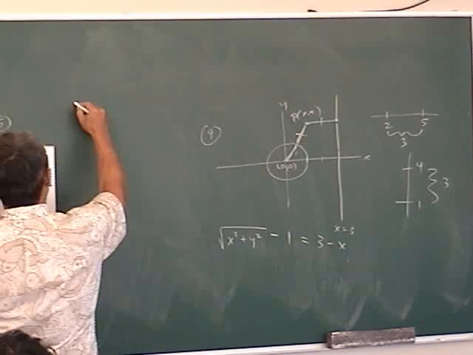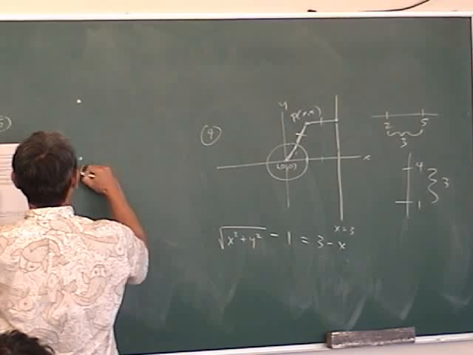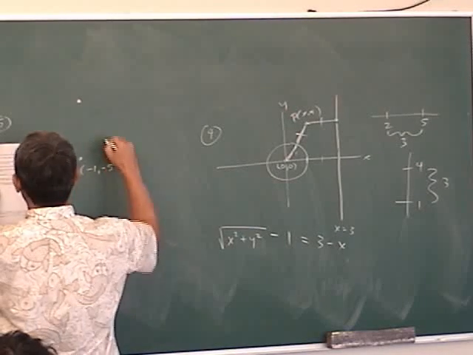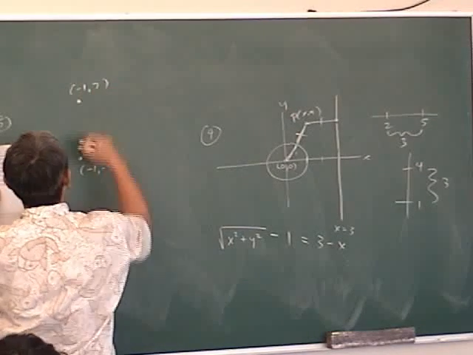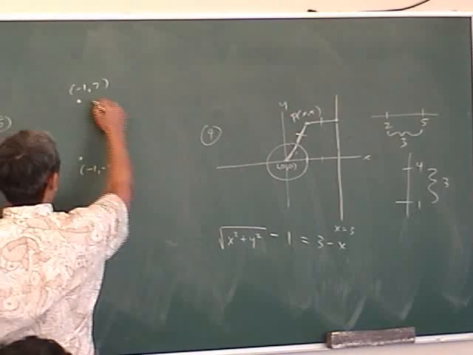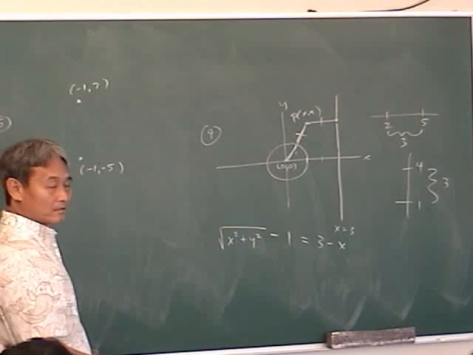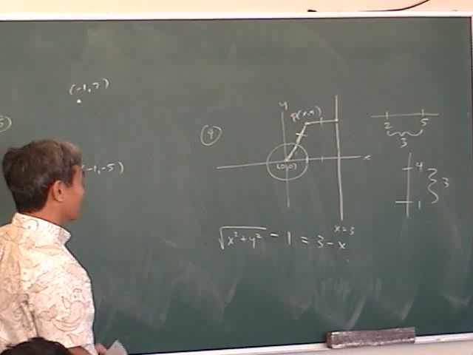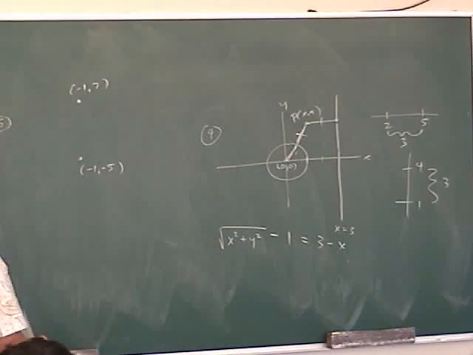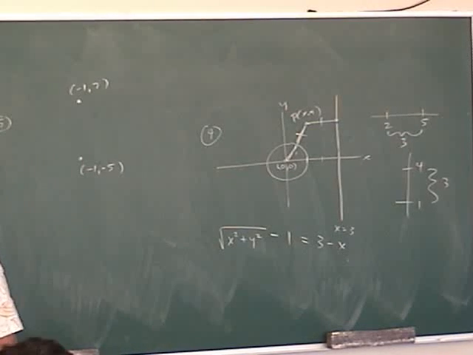So the endpoints of the latus rectum are -1, -5, and -1, 7. How come there are 2 answers? Yeah, because the parabola could open to the right, or it could open to the left. So that's why you're going to have 2 answers. So what happens if you only give 1? You're only going to get half the points, right? So I'll do one of them for you. Which one do you want me to do? The one opening to the right or the one opening to the left?